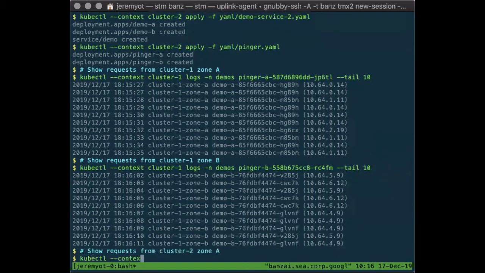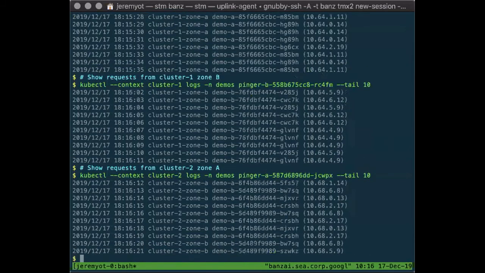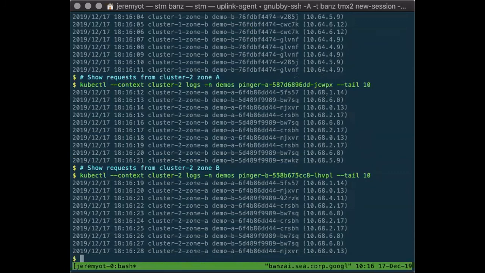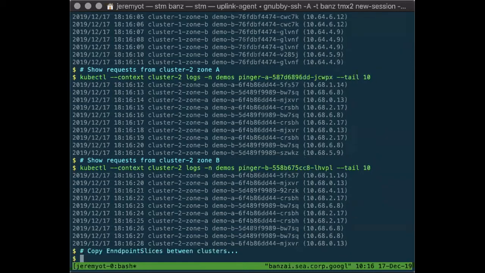Now let's look at cluster 2 zone A. We didn't set topology here, so we expect that it'll be talking across both zones, and it is, but still within cluster 2. And then the same thing in zone B. It looks the same as zone A for cluster 2. So this is just basically topology basics here. Haven't done anything special yet, but I've got endpoint slices in each cluster, 1 in each.